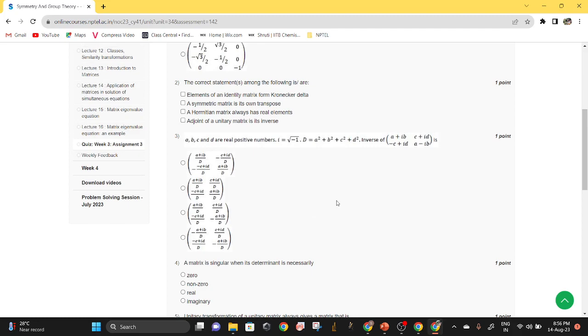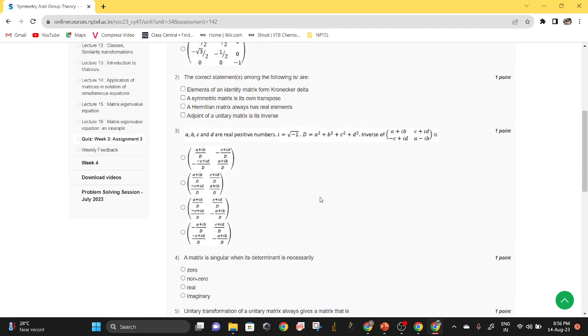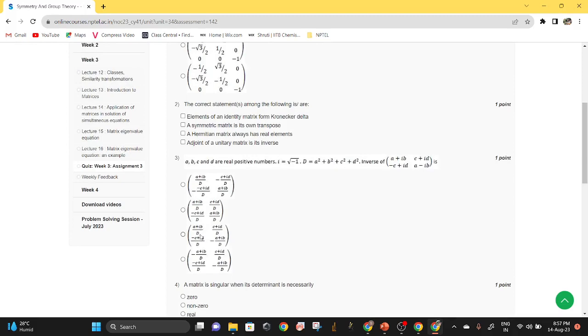Just here we can see, ma'am, if we multiply the first row with any of the first column, it is not giving one value. One value means it should give d equal to a square plus b square plus c square plus d square. But this will only give this value. There is no negative here. Maybe there is some printing mistake in this one.